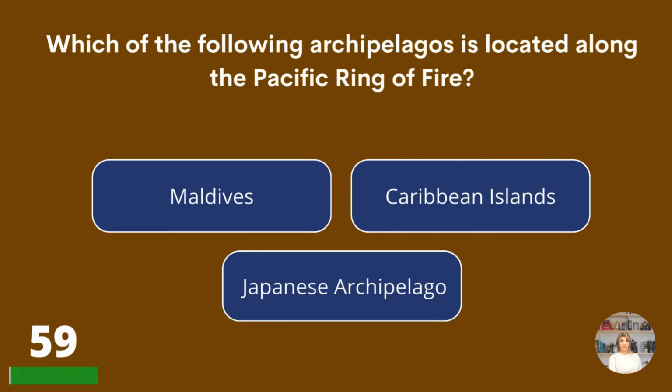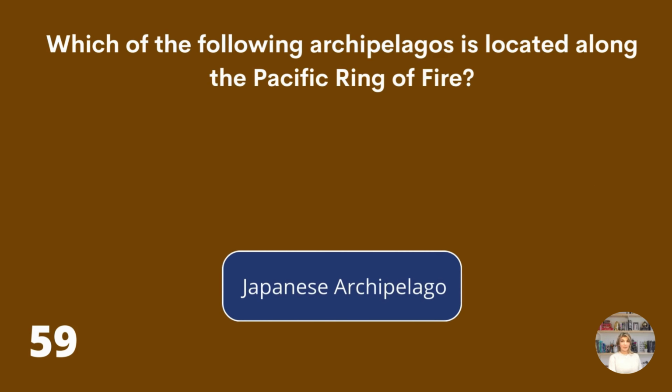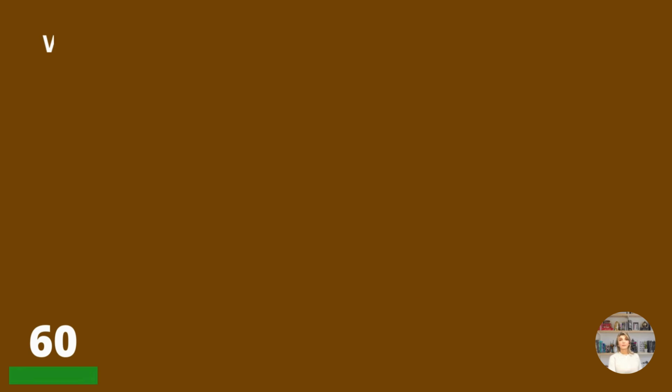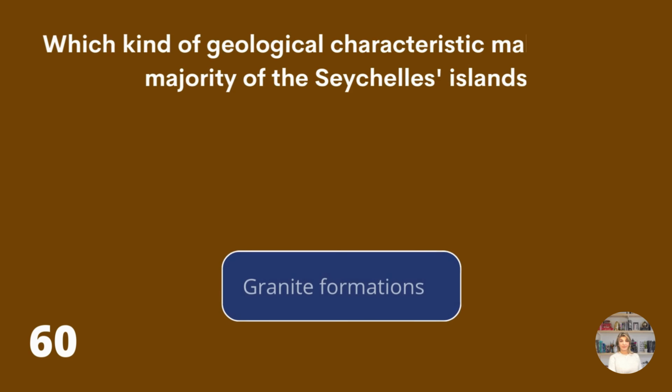Which of the following archipelagos is located along the Pacific Ring of Fire? Maldives, the Caribbean islands, or the Japanese archipelago? The Japanese archipelago. Which kind of geological characteristic makes up the majority of the Seychelles Islands? Coral reefs, sand dunes, or granite formations? Granite formations.